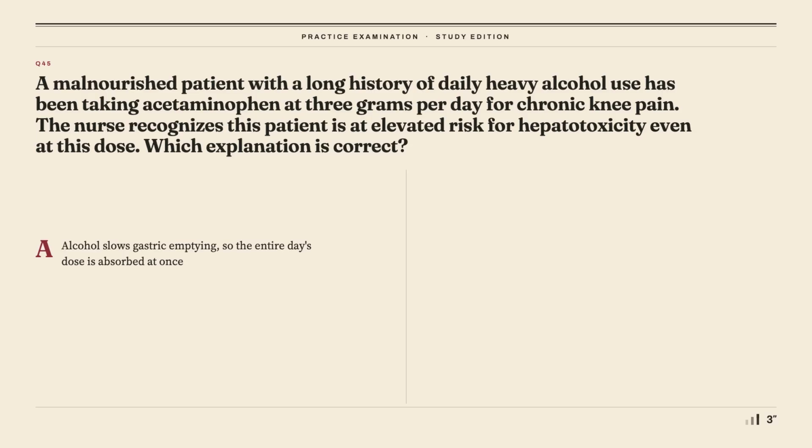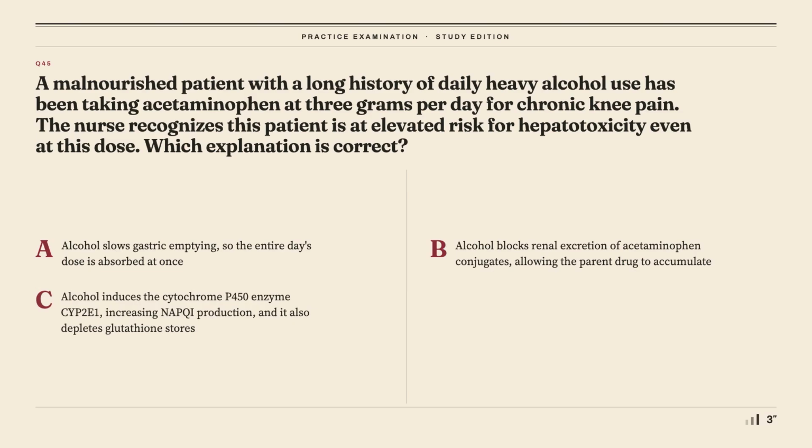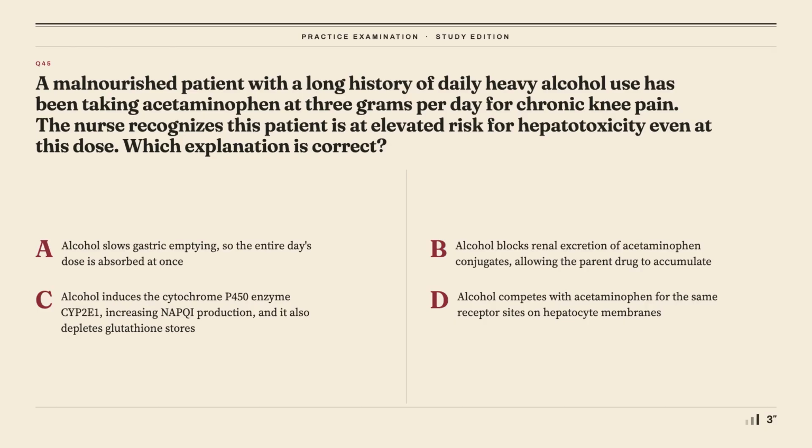Alcohol slows gastric emptying so the entire day's dose is absorbed at once. B. Alcohol blocks renal excretion of acetaminophen conjugates, allowing the parent drug to accumulate. C. Alcohol induces the cytochrome P450 enzyme CYP2E1, increasing NAPQI production, and it also depletes glutathione stores. D. Alcohol competes with acetaminophen for the same receptor sites on hepatocyte membranes. Pick one. Trust your gut. Here's your chance to test yourself.